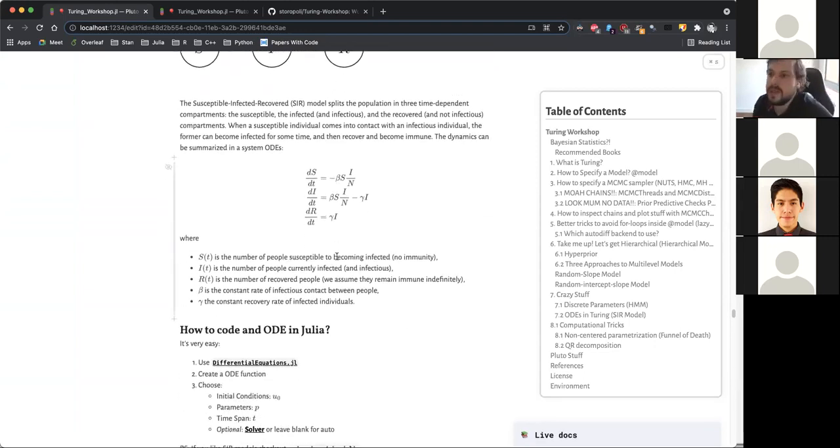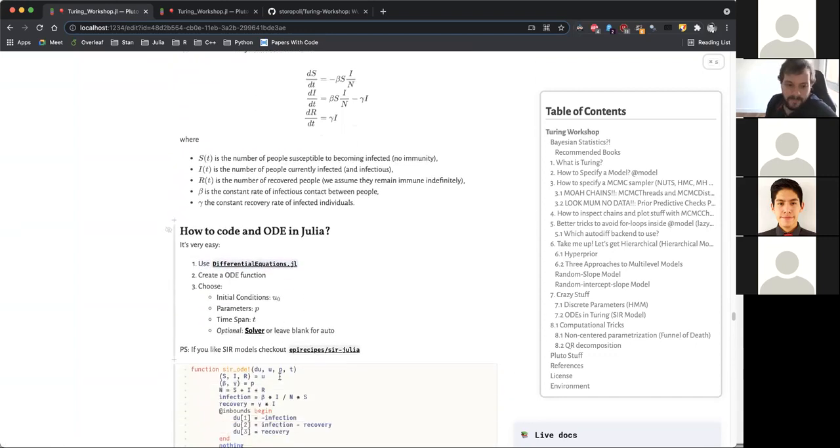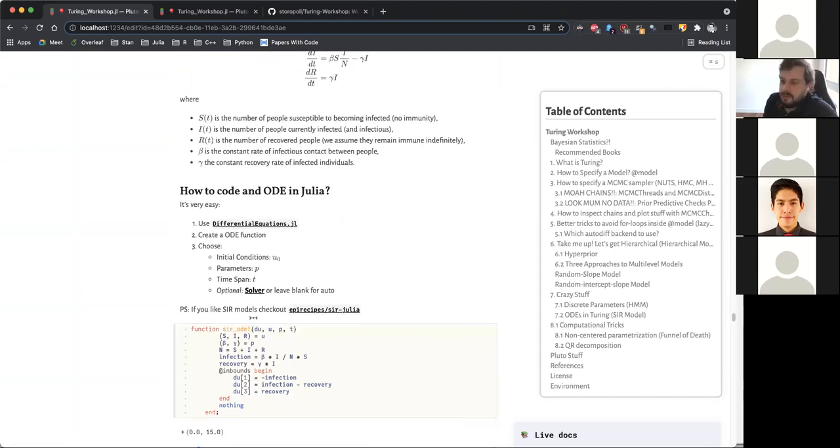And how do we code this in Julia? Simple. We just use DifferentialEquations.jl, downloading the package. You code an ODE function, which is a function with a bang, so it will have side effects. It will change its arguments, specifically the derivatives here.